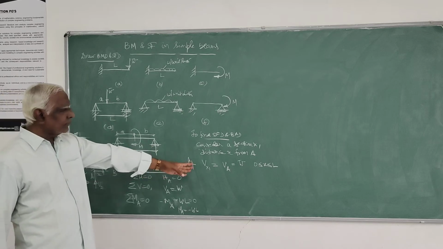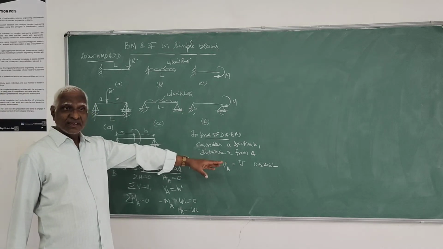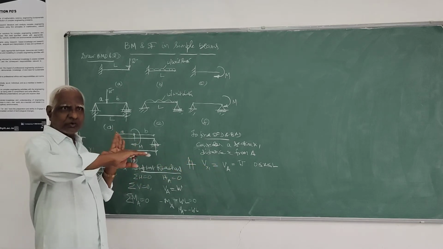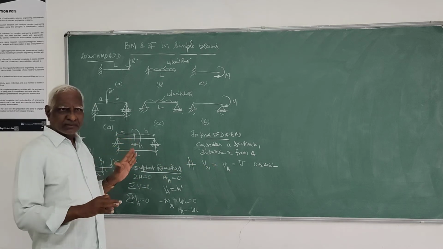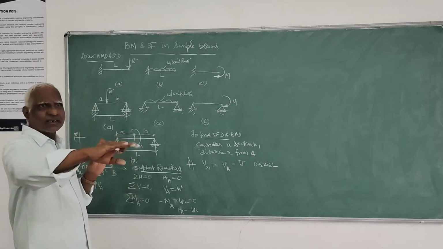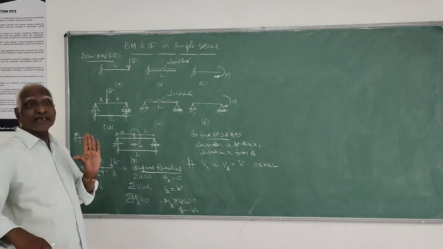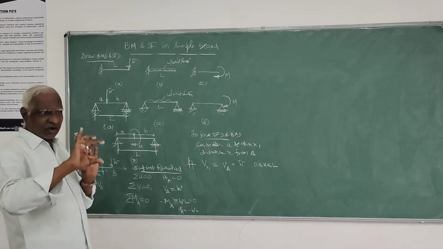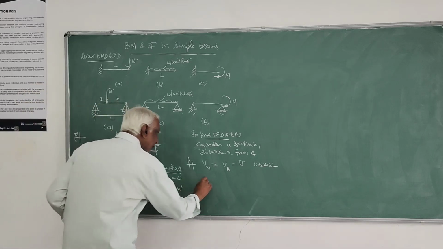Same equation at all these points: Vx1 is W only. It is of the form y equals constant; there is no x involved. That means shear force is constant. It is just a horizontal line, not a sloping straight line, with all the same ordinates.